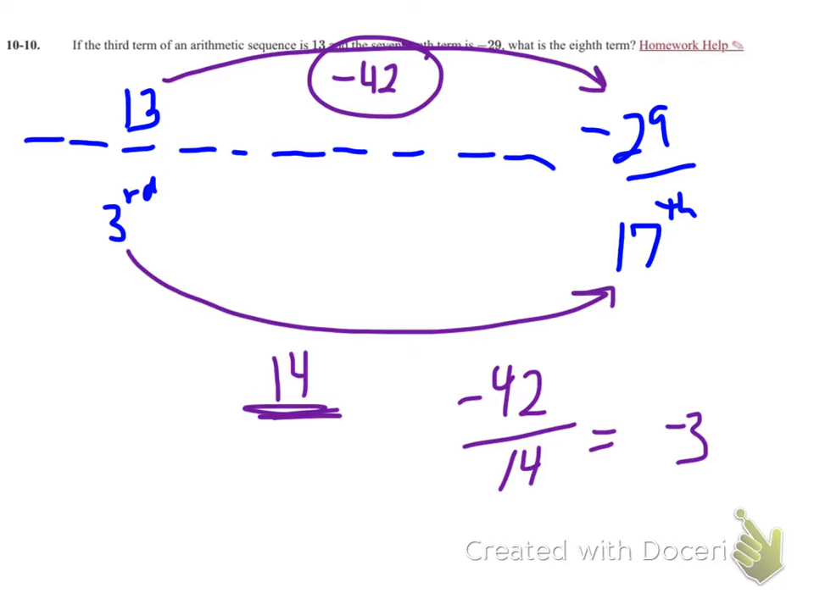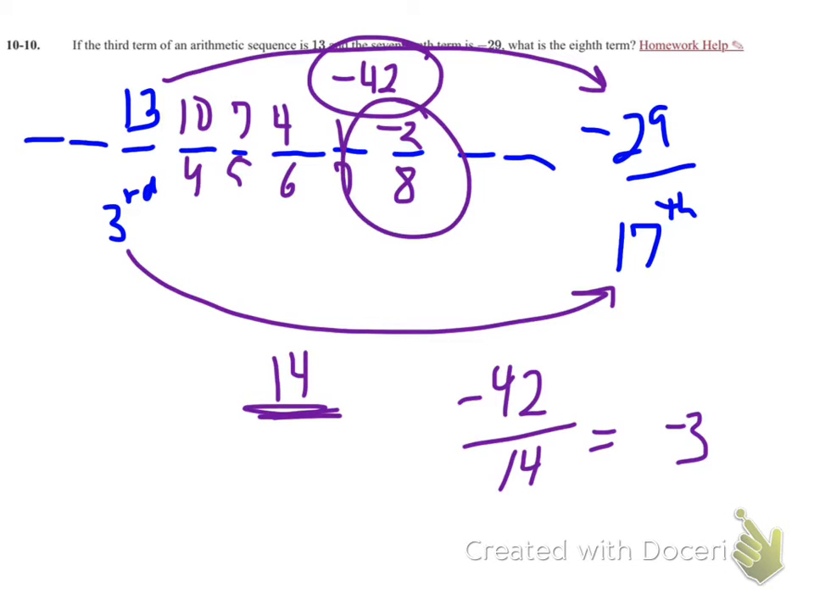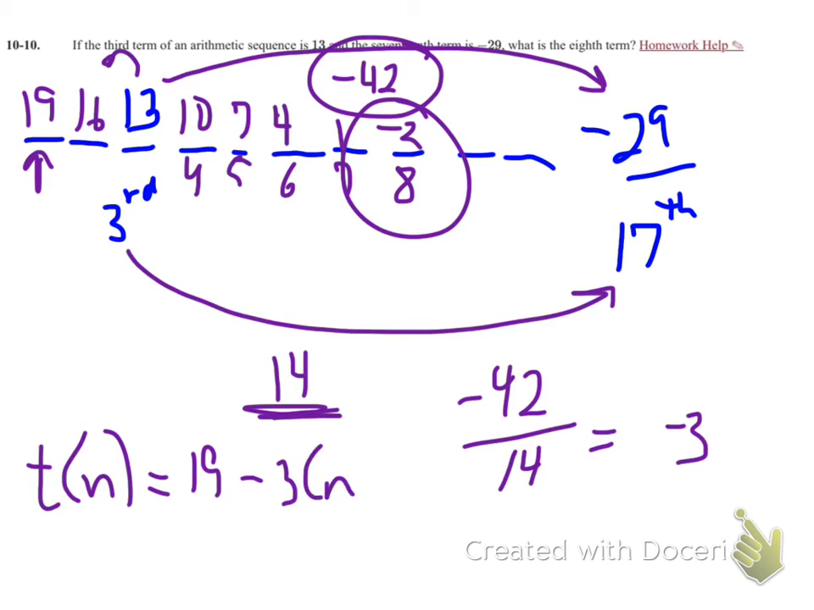So if it's subtracting 3 as we go through, that's 10. Then I would have 7 and 4 and 1 and negative 2. So that's my third, fourth, fifth, sixth, seventh, eighth term. If I want to get the equation, I could just work backwards as well and add, and I get 16 and 19. There's my first term. And I could write the equation t of n equals 19 minus 3 times n minus 1. Hope that helps.